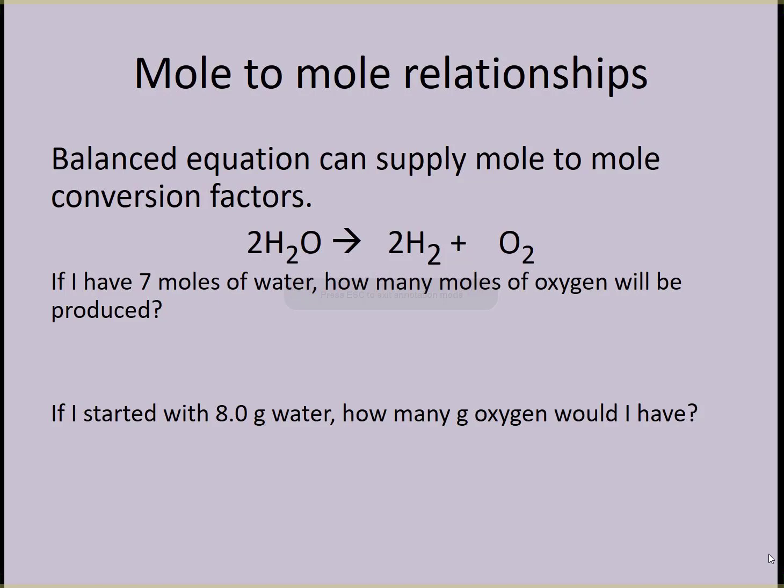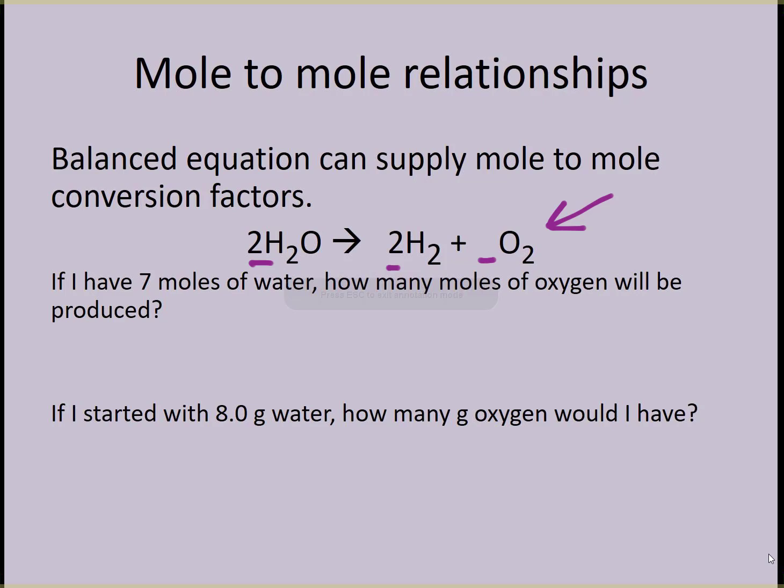In a balanced chemical equation, the formulas can represent atoms, but they can also represent larger quantities, such as a mole. In this equation right here, I have a mole to mole ratio of 2 moles of water to 2 moles of hydrogen to 1 mole, which is the one is not written, of oxygen. We can use these molar ratios to help with converting.